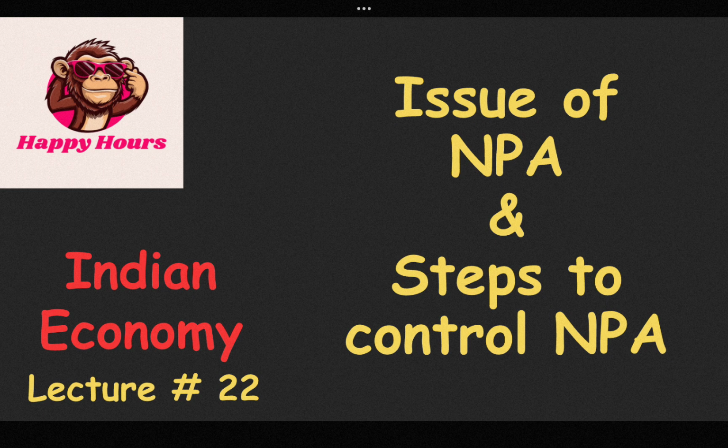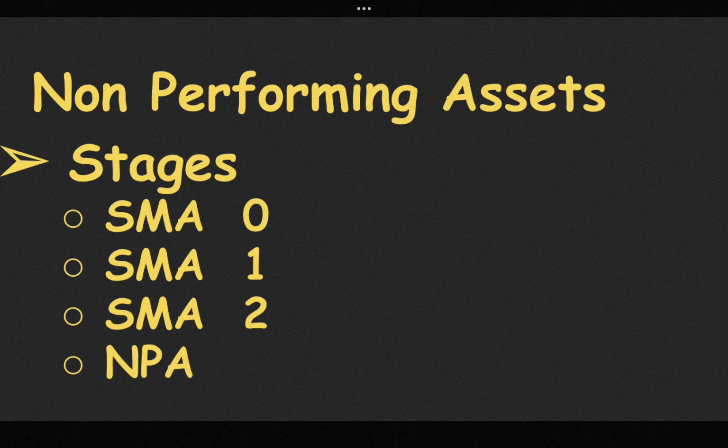So what are we waiting for? Let's jump to the first topic, which is the issue of NPA. Before understanding the issue of NPA, we should understand what NPA is. The full form of NPA is non-performing assets. If interest or installment of a bank loan remains due for a period of more than 90 days, then it is called NPA. And before becoming NPA, a loan undergoes the following stages.